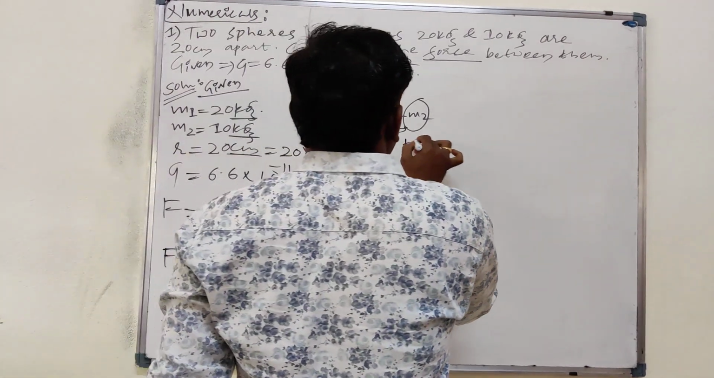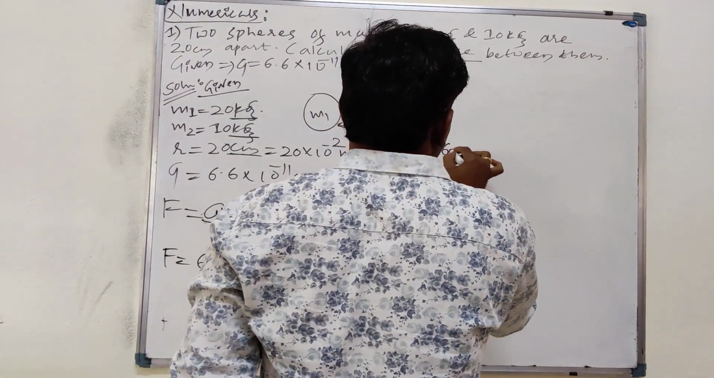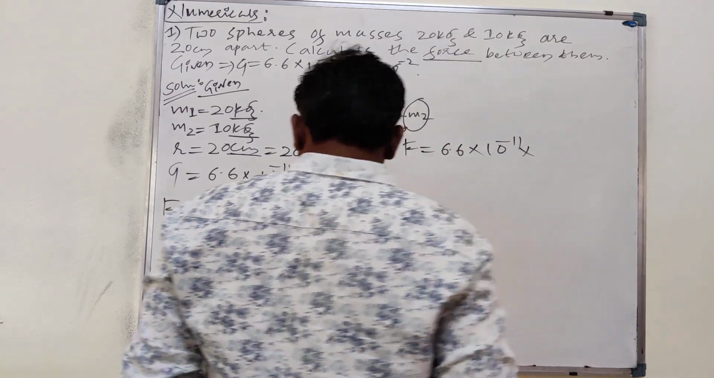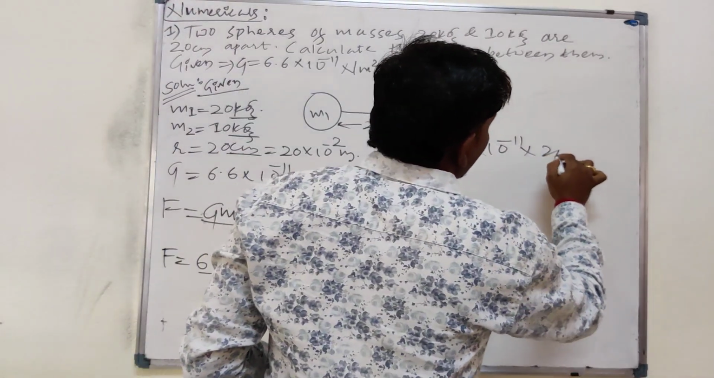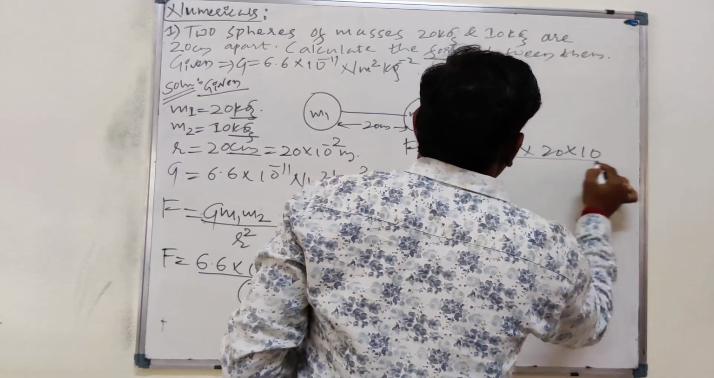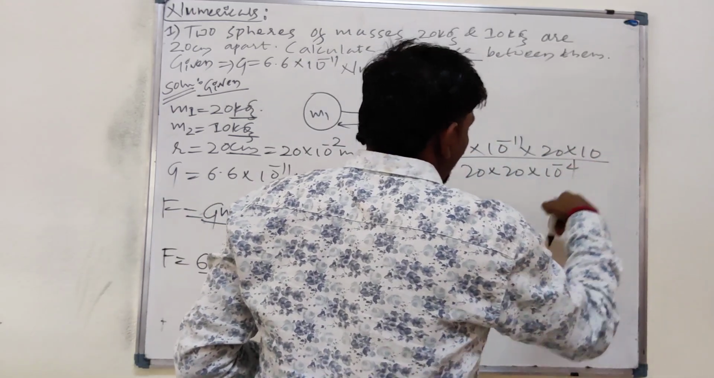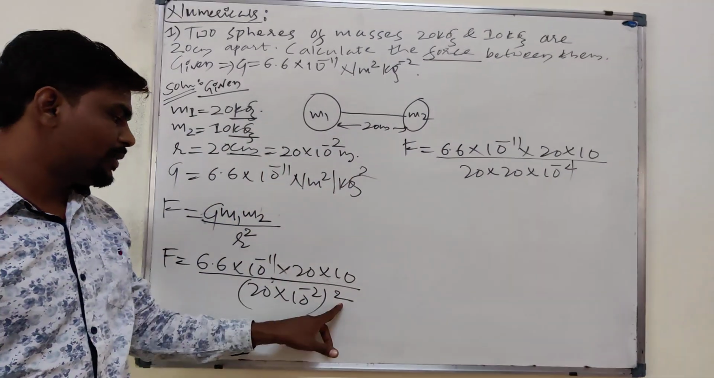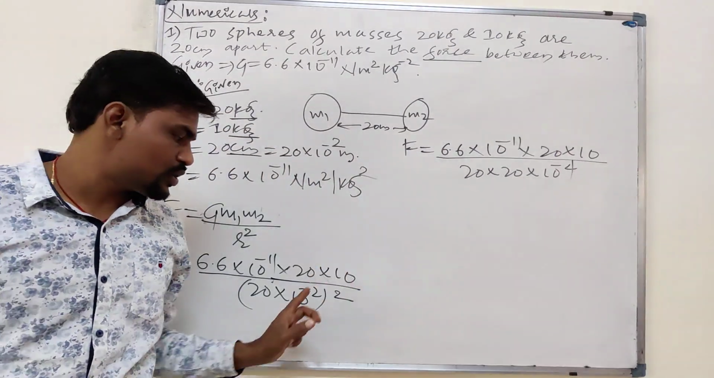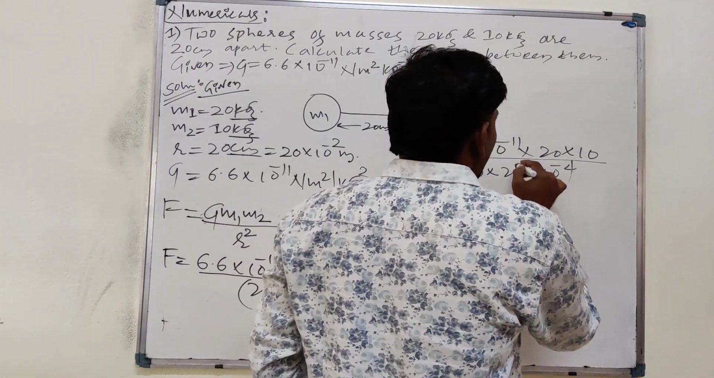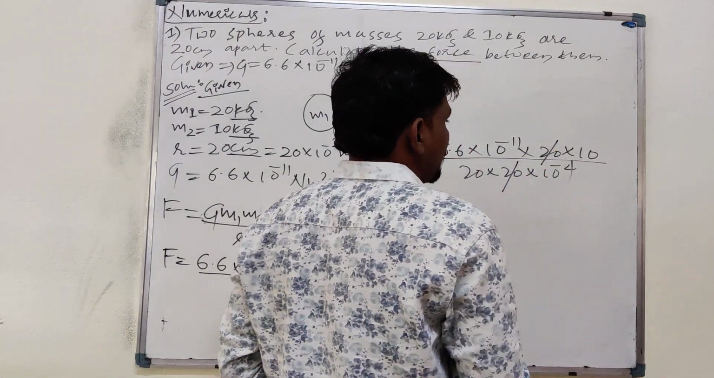So once again here F is equal to 6.6 into 10 raised to minus 11. See, here I am going to write the same thing: 20 into 20 divided by 10 raised to minus 4. 20 x 1 by 3, 10 raised to minus 2, 10 raised to minus 2. Once again, what happens? 10 raised to minus 4. See, this 20 got cancelled, right?